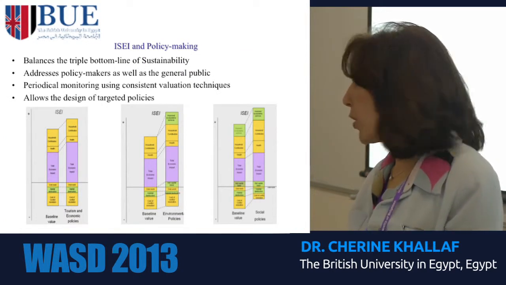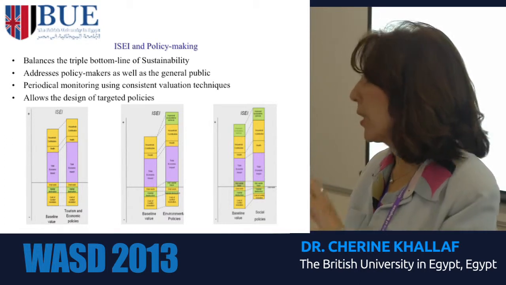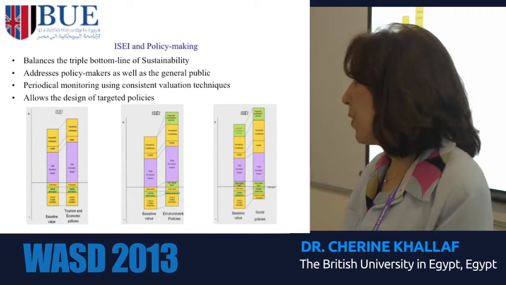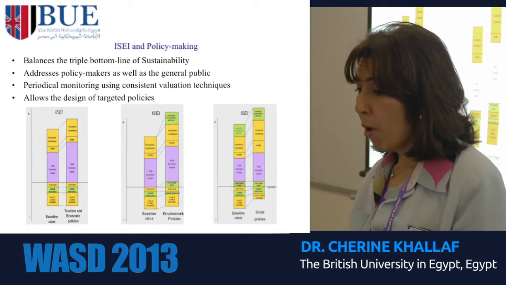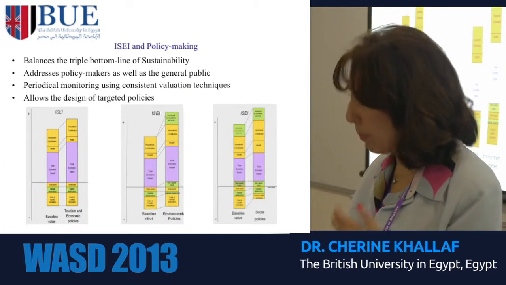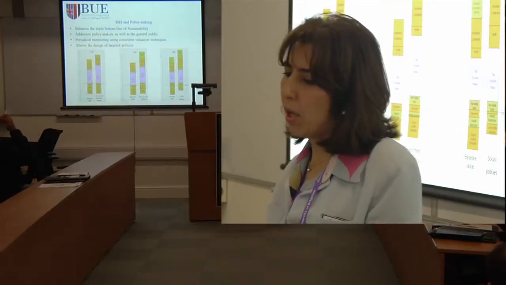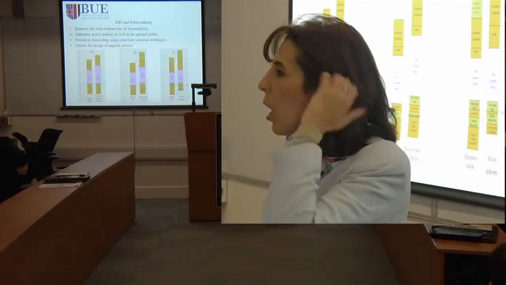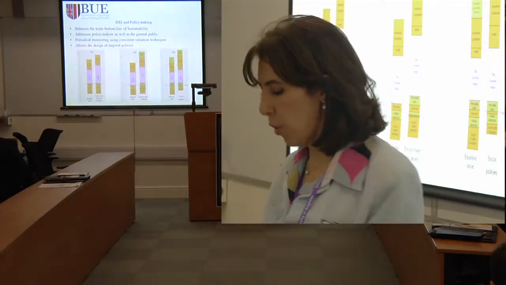Now, the importance of this index is basically the fact that it balances the triple bottom line of sustainability. It addresses both policymakers and the general public because we are using metrics that are known for both. The periodical monitoring using consistent valuation techniques would allow us to get better results. And it is suggested to be used to design targeted policies. So it depends on the priorities of the different authorities, and therefore, you can go and measure what you are trying to achieve.